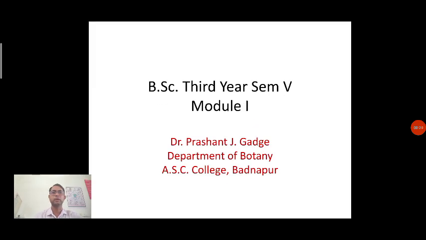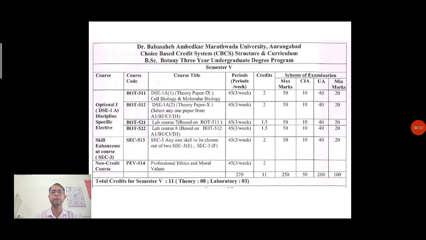Now, as we know, we have different inclusions in our syllabus. So this syllabus of third year 5th semester also has a core subject, and that core subject is nothing but cell biology and molecular biology. And the second core subject we have to select from the given list. So in this part we are going to discuss cell biology and molecular biology as the first core subject, or a discipline elective subject we can say. This is option 1, with two different theory papers.